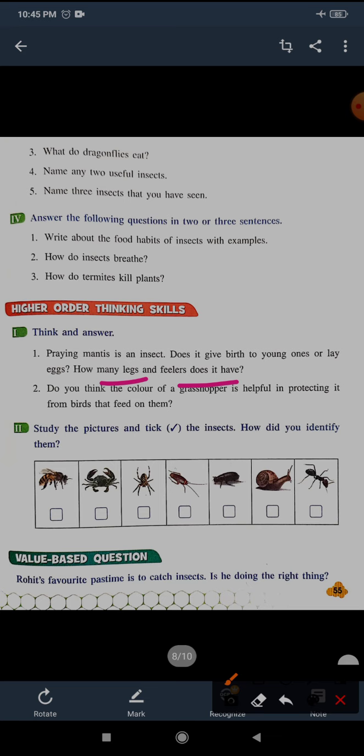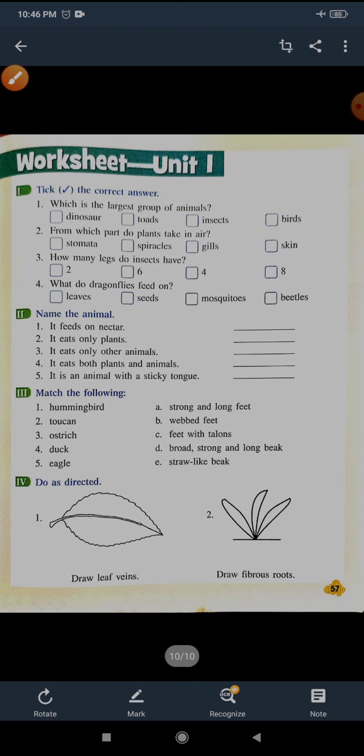Okay, do you think the color of the grasshopper is helpful in protecting it from birds that feed on them? Obviously, because the grass color is also green, and the grasshopper's color is also green, so obviously it will be helpful for the grasshopper, because nobody can find that there is an insect if it is the same color.